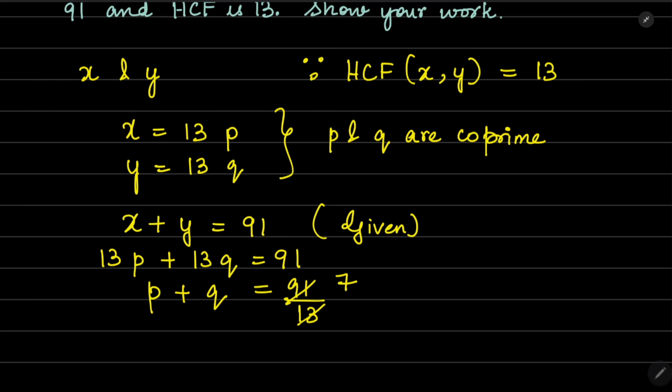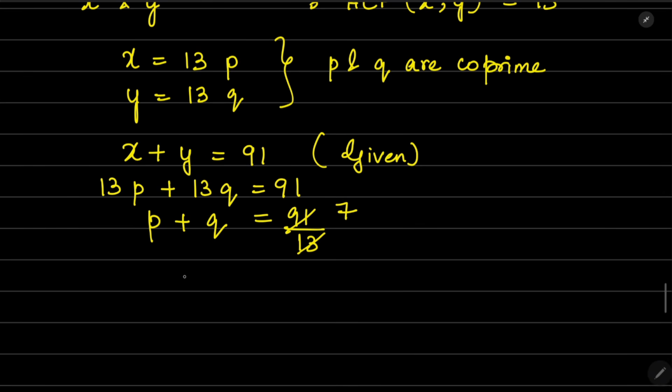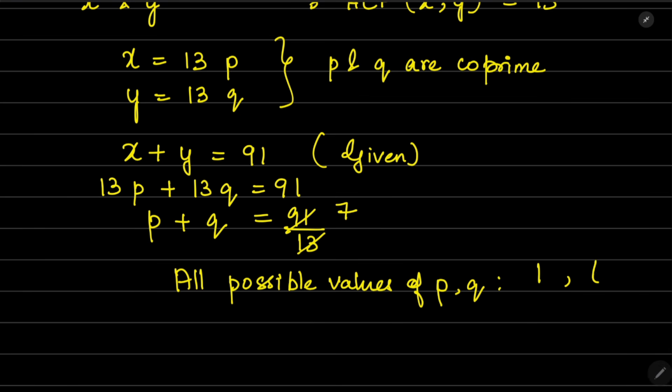So all the possible values of P and Q such that P plus Q should be 7 are, first of all, 1 and 6, and then you have 2 and 5, you have 3 and 4. Only these are the possible pairs, wherein 1 and 6 are coprimes, 2 and 5 are also coprimes, 3 and 4 are also coprime numbers.